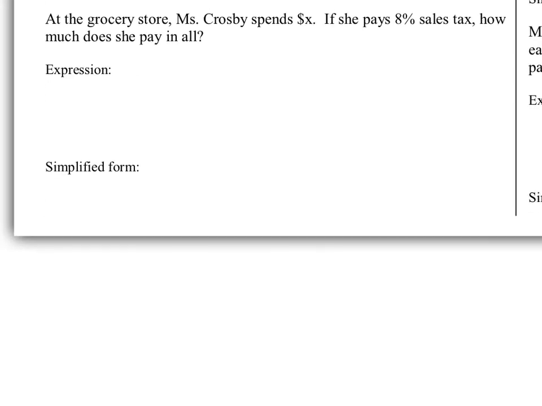At the grocery store, Ms. Crosby spends X dollars. If she pays 8% sales tax, how much money does she pay in all? This question asks, how much money does she pay in all? All right, so we're looking for the total amount of money, which means we need to start with however much she was going to originally pay. Originally, how much was she going to pay before anything happened?